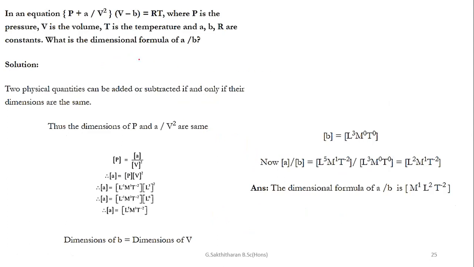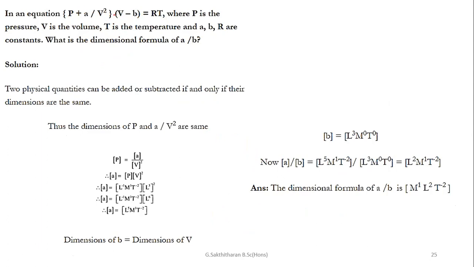And also see this equation: (P plus A over V squared) into (V minus B) equal to R into T. So P is the pressure and A is the constant. Here, what is the dimensional formula of A over B? So V is the volume. Okay, first we find the B and A in this equation.